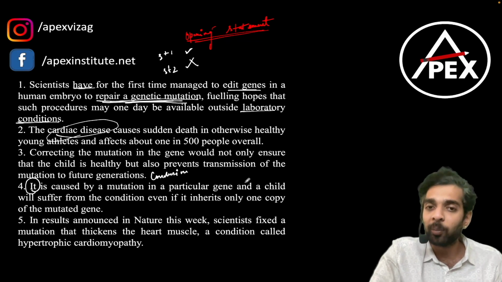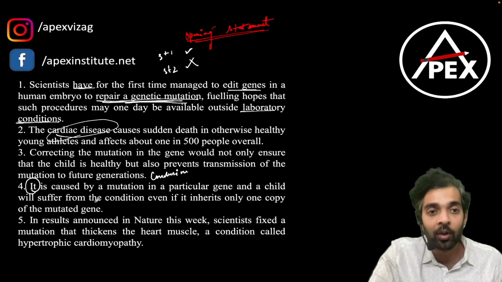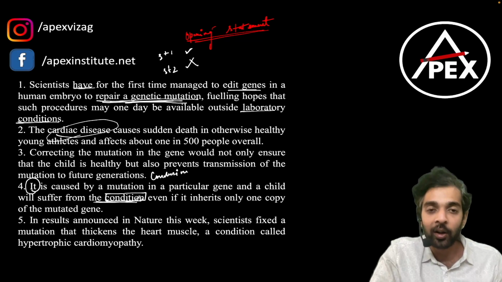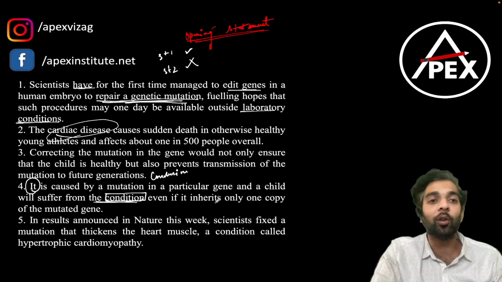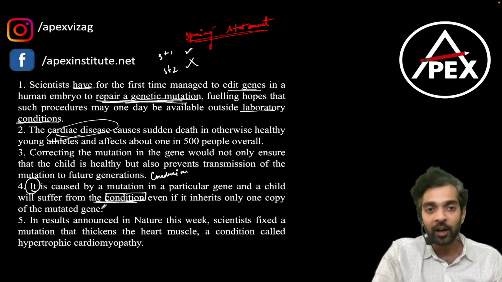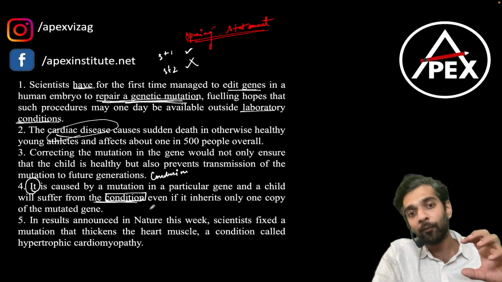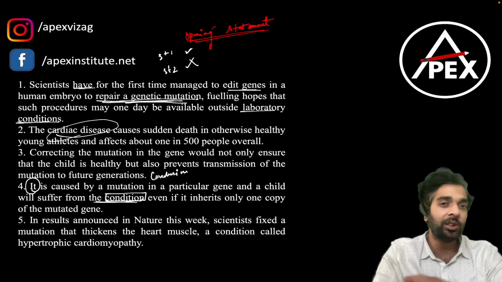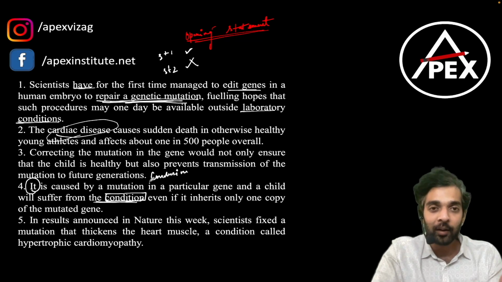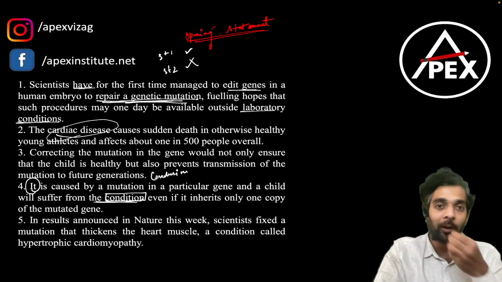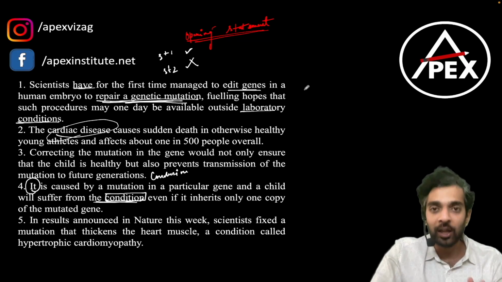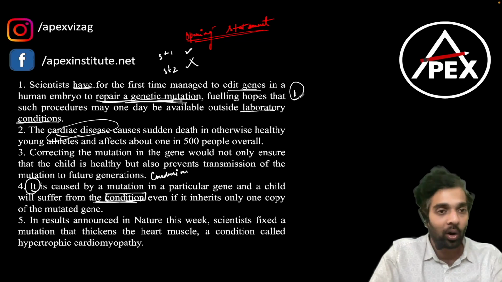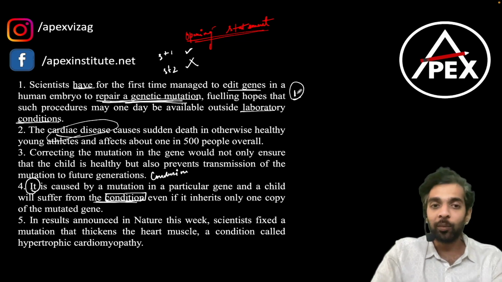It's caused by a mutation in a particular gene and the child will suffer from the condition. Which condition? You said the condition, bro. Which condition are you talking about? Even if it inherits only one copy of the mutated gene. So now we can understand after reading four sentences that they're talking about some kind of genetic mutation and curing some kind of diseases. So definitely the first sentence should be 1. All of us agree with that? Okay. Now let's move forward.